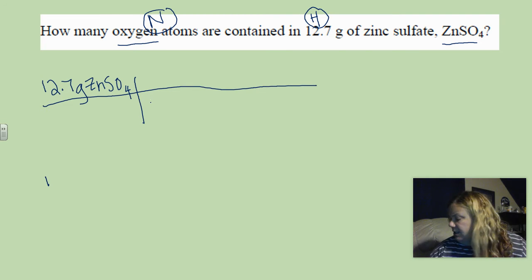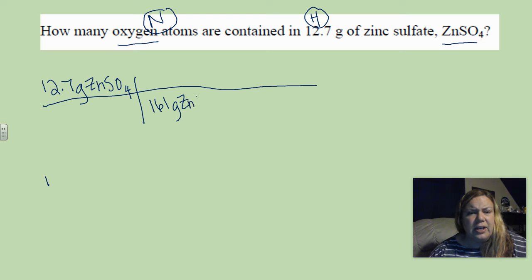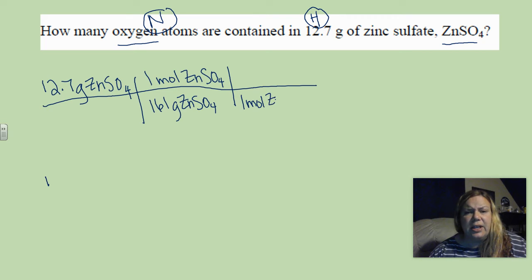My molar mass of zinc sulfate, I went ahead and calculated, was 161. So we have approximately 161 grams of zinc sulfate for every 1 mole of zinc sulfate. Once we have moles of zinc sulfate, we need to keep going to get to atoms. For every 1 mole of zinc sulfate, we have Avogadro's number, 6.02 times 10 to the 23rd. And really, we shouldn't necessarily say atoms. It's actually formula units here because we're looking at an entire compound.